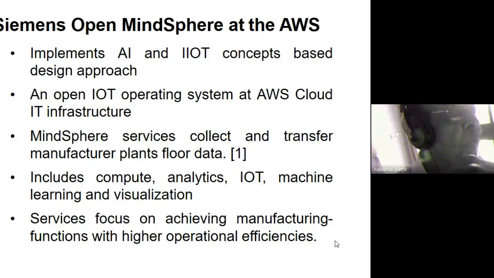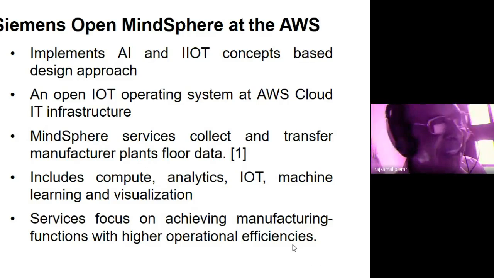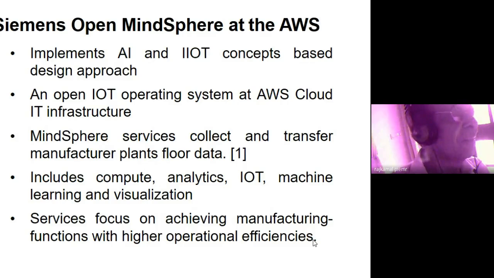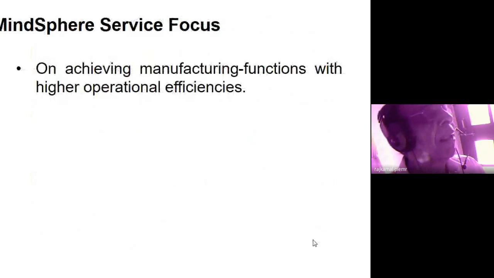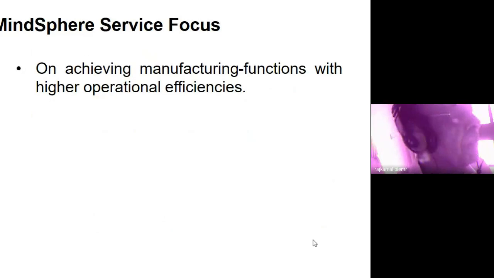So we have to learn about how to use the AWS cloud and how to use the MindSphere there. And then if you know how to use it, then buy the appropriate hardware and use that hardware and streamline your assembly line operations for any industry, for example, manufacturing industry there. MindSphere services focus on achieving manufacturing function with a high operational efficiency. This is what Siemens is claiming.